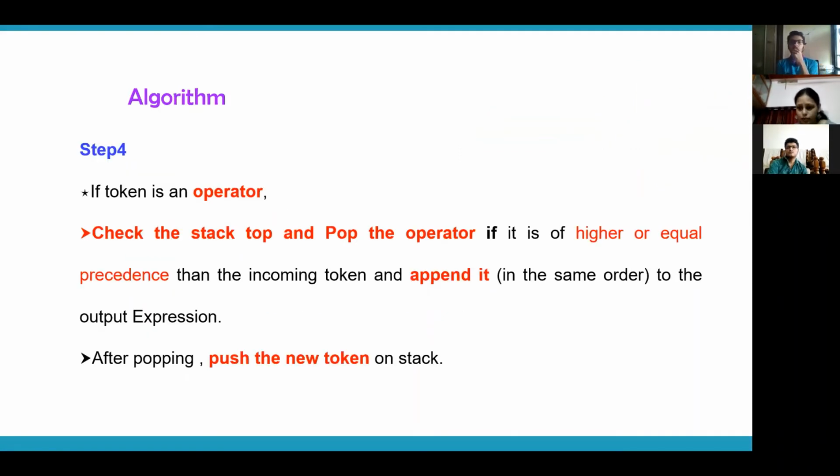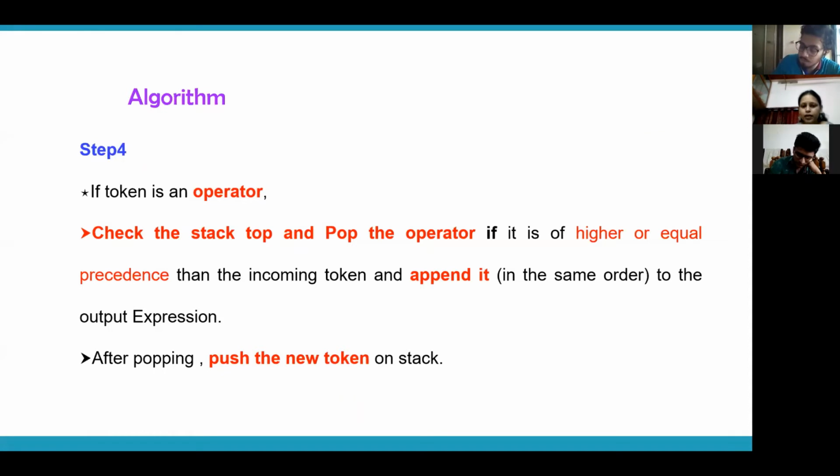Now look at step number 4. Step number 4 is an operator. Just imagine that it's another doctor who has come to visit you. You yourself are a doctor. There's another doctor who has come to visit you. At that time, what do you have to do? If another operator has come, you have to go and check the stack top. And whoever is on the stack top, you have to check his precedence, that is, whether he's an important person or a person of less importance compared to the person who has come now.